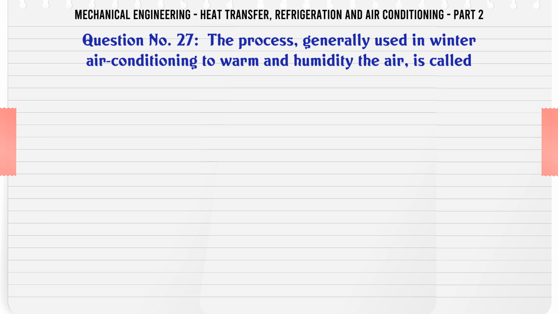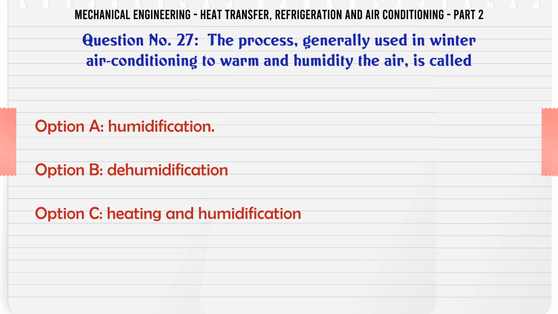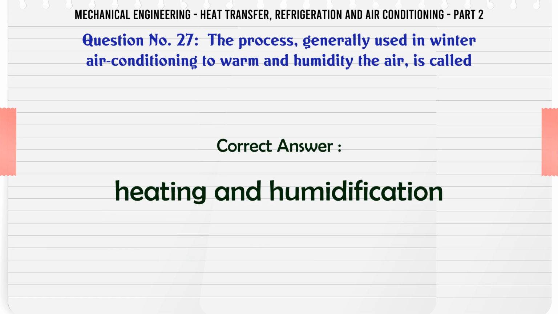The process generally used in winter air conditioning to warm and humidify the air is called A. humidification, B. dehumidification, C. heating and humidification, D. cooling and dehumidification. The correct answer is heating and humidification.